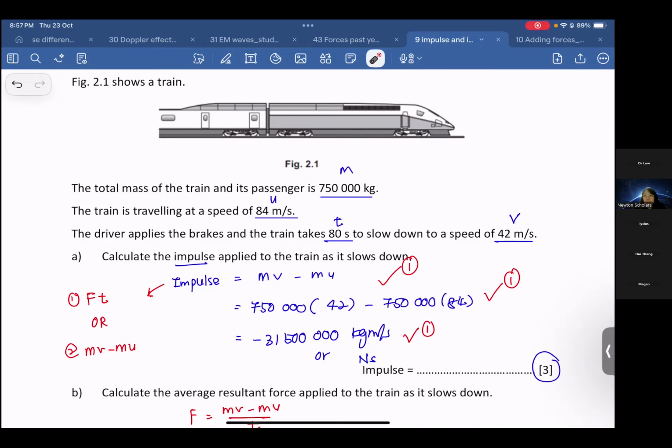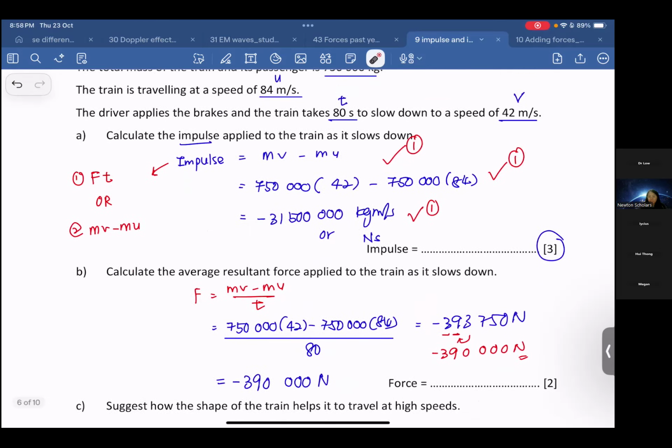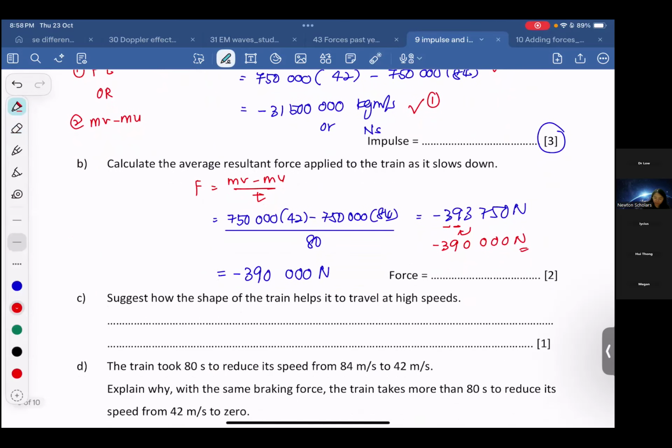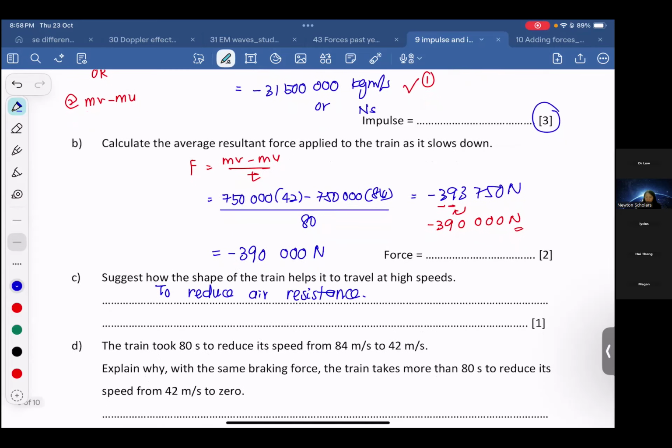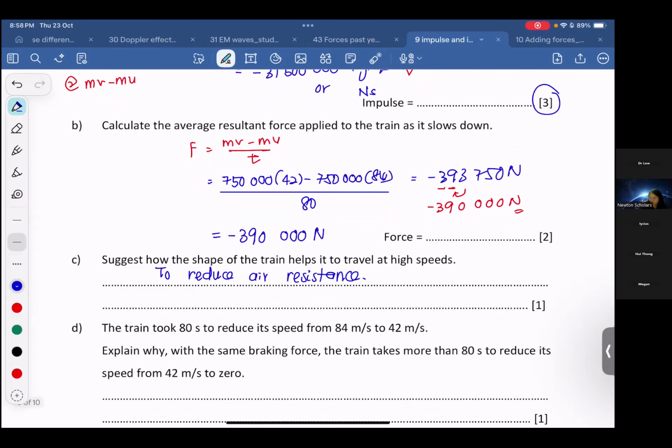Emily, correct. Licious, correct. You see the shape here, we can say this shape is a streamline shape, right? Why do we need to design it this way? So that it can move faster, because we want to reduce air resistance. Correct, very good. The shape, so that it can travel at high speed, is because we want to reduce air resistance.